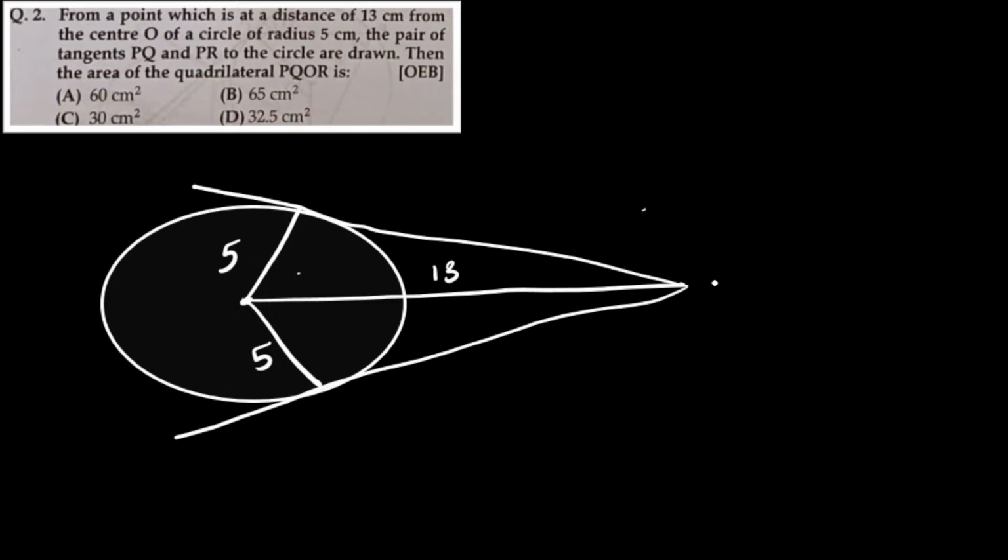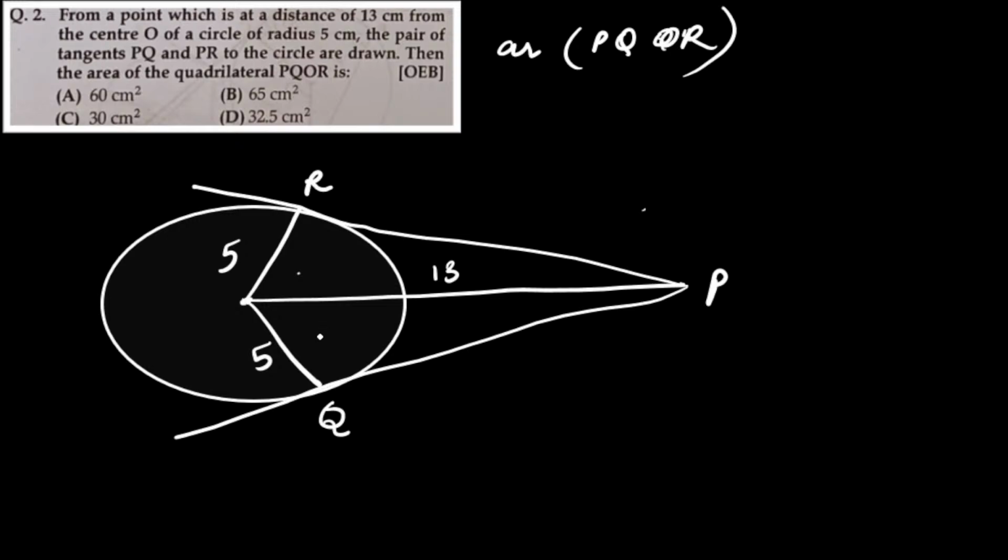Now here, this is point P. Let us say this is Q, this is R. So we have to find the area of quadrilateral PQR. How to do this? How to find the area of this quadrilateral? Quadrilateral means a four-sided figure, a four-sided closed polygon we can say. So here we have to find the area of this polygon.